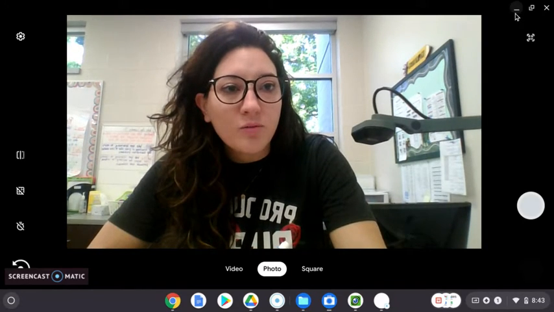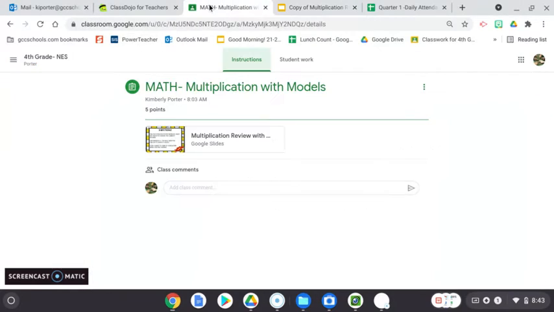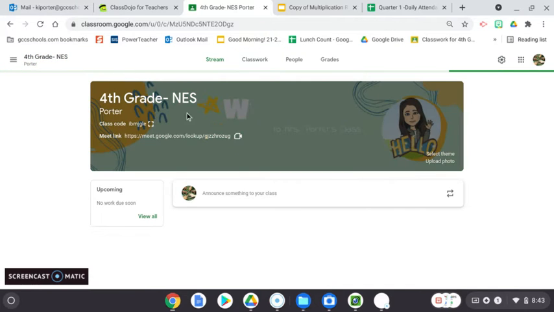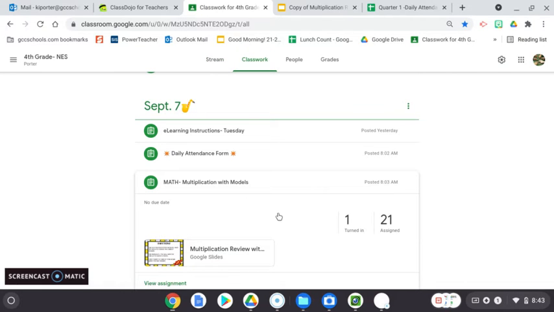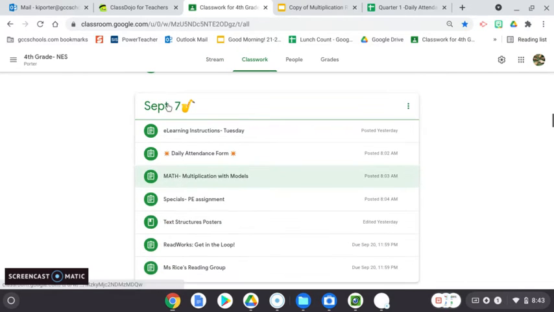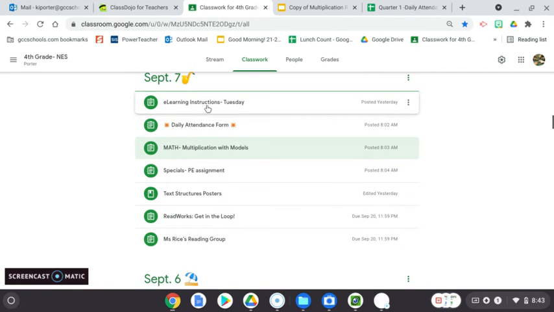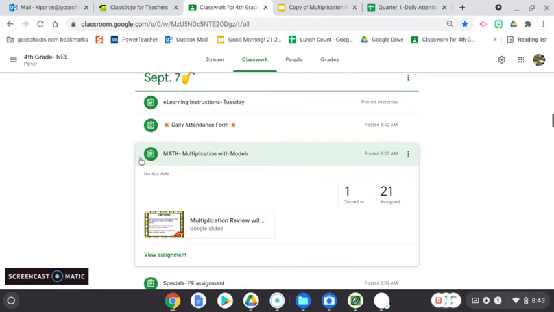So let's look at what that looks like on Google Classroom. It says math multiplication with models. You're going to click here. It's easiest to get to when you get to Google Classroom. If you just click on classwork, everything is organized by day. So here's all of the work for September 7th. Here's your instructions. Here's your attendance form. Please, please, please, please, please fill out your attendance form. And here is your math. Somebody's already turned it in.